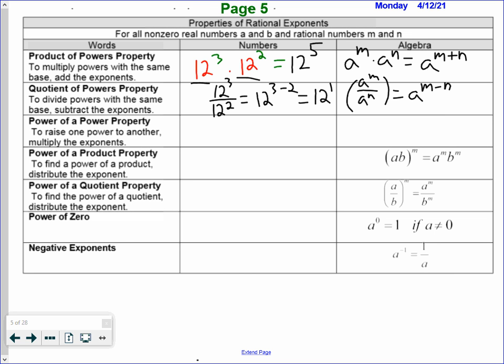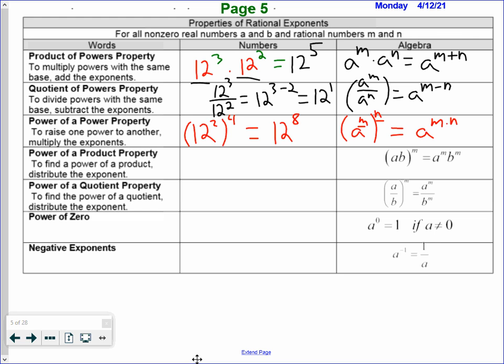For the power of a power property, this is talking about when you have a power and you're raising it to another power. All you do is multiply the two powers together. So if we have 12 squared to the fourth power, you multiply 2 and 4 together to give you 12 to the 8, because it's 12 squared happening 4 times, so it's going to be 12 to the 8th power. Algebraically, we can write it as a to the m raised to the nth power. You multiply both your exponents together to give you a to the m times n.